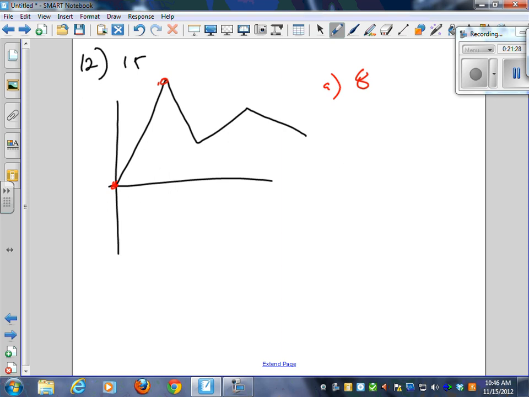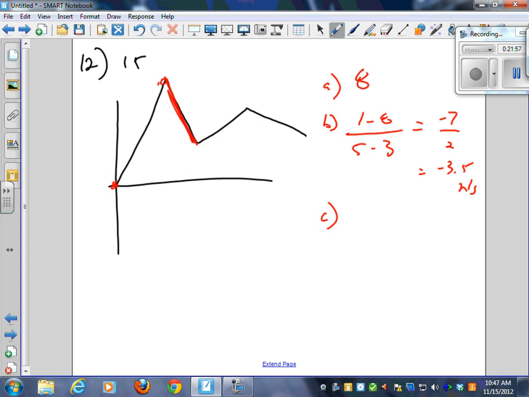V bar from 3 to 5. That's the slope of this line here. It's from 8 down to 1. So your y change is 1 minus 8, and your x change is 5 minus 3, which is minus 7 over 2, or minus 3.5 meters per second.